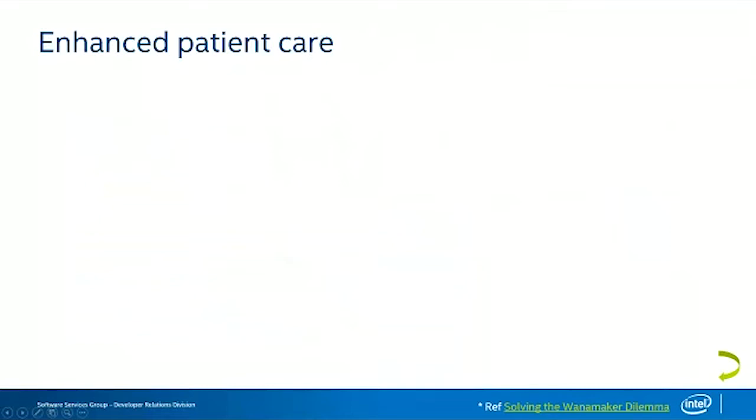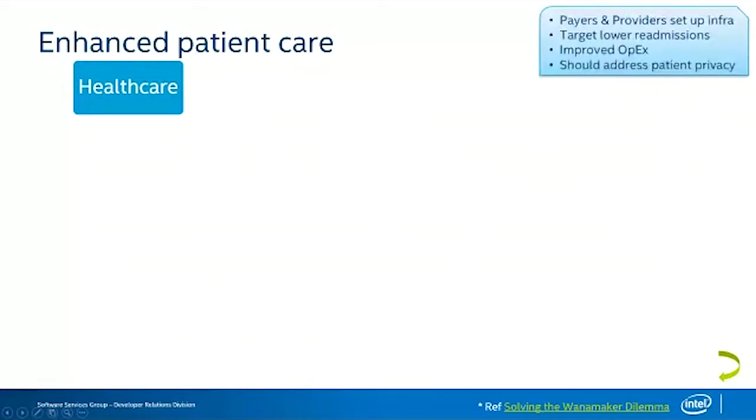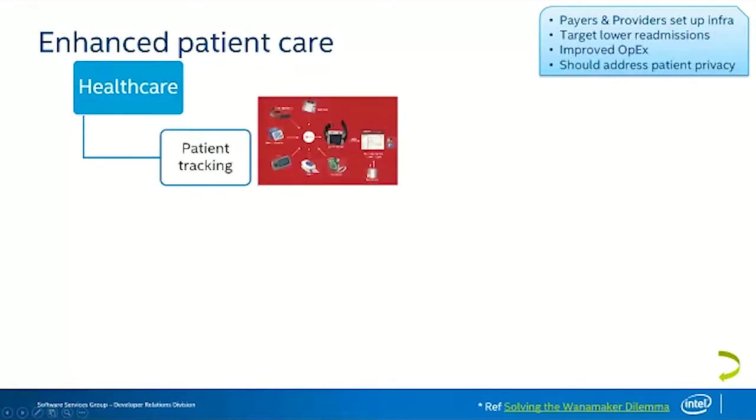So it's no secret that the US healthcare industry is overpriced, it's inefficient. There was a study in, I believe, 2012, where the authors reported that the US was spending around $2.6 trillion on healthcare every year. So, and 600 billion of these costs really are about treatment that either do not help or actually cause harm. So the idea around healthcare really is to have the payers and providers set up the infrastructure, and the target is to lower the readmission cost.